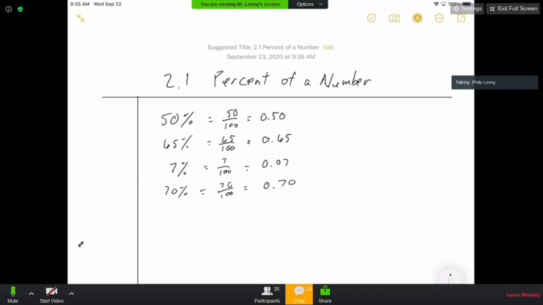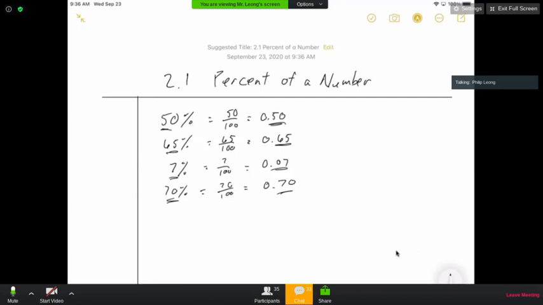Now, some of you are thinking, okay, Mr. Leon, there's got to be a faster way. Do I have to divide by 100 every time? The answer is no. Can everyone see how these numbers are very related to these numbers? The decimals are very related to the percentages. What's happening is we're essentially moving a decimal. And the question is, how many spaces do we move that decimal, and in which direction?